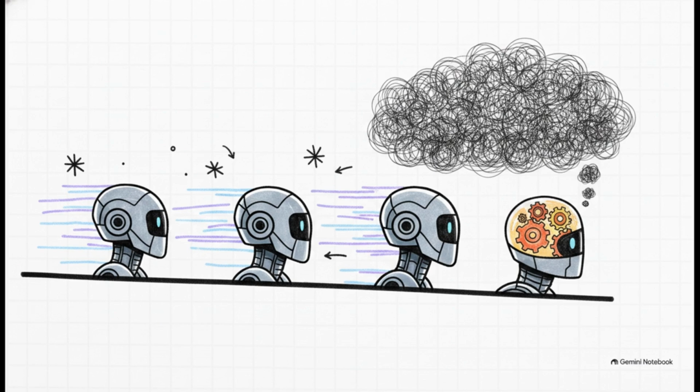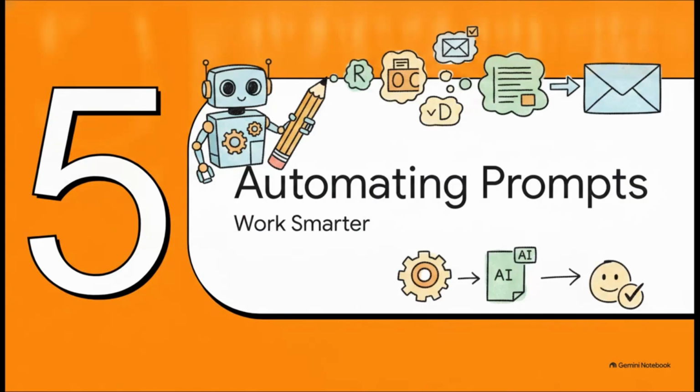Before it spits out the email, it actually takes time to stop and think about the delicate nature of the boss's strict personality. You'll literally see it processing the strategy behind the scenes before it types a single word of your email. It's fascinating. Finally, we arrive at Section 5, automating your prompt creation.